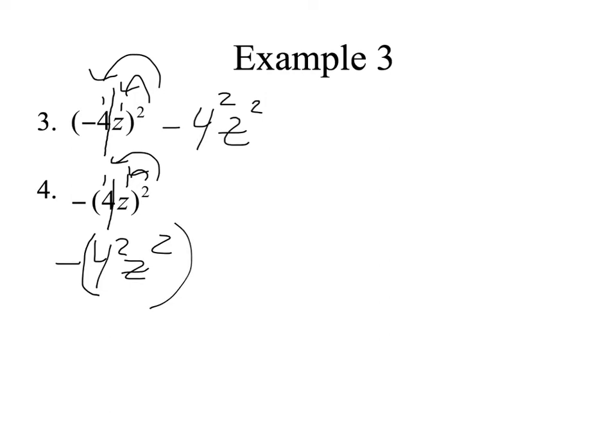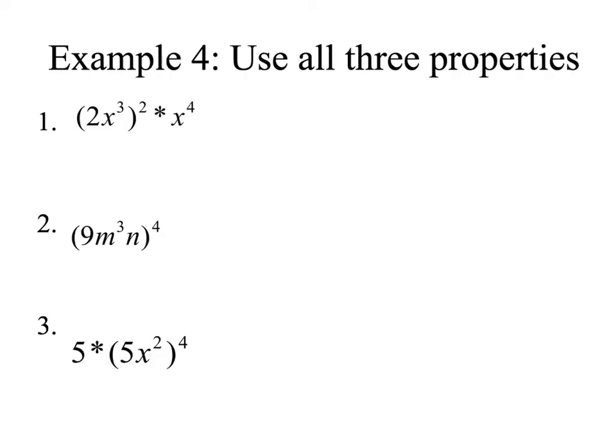In the first problem, only the 4 was negative. In this second problem, we're saying whatever 4 squared times z squared is, whatever that answer is going to end up being, is negative. So it's slightly different in the way the problem is written.